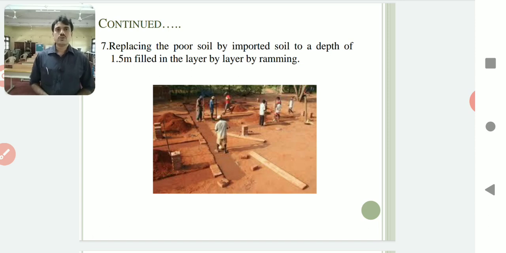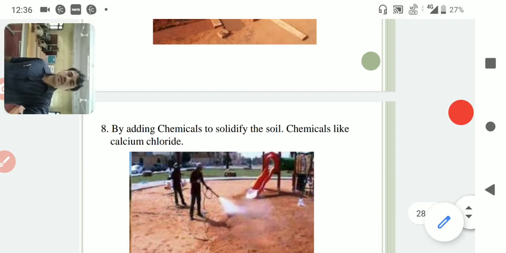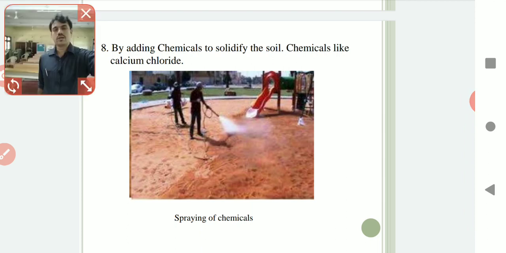So what we do is excavate up to 1.5 meter, and that soil is replaced by this red soil. Next, this is a very uneconomical process. In unavoidable circumstances we only use it.